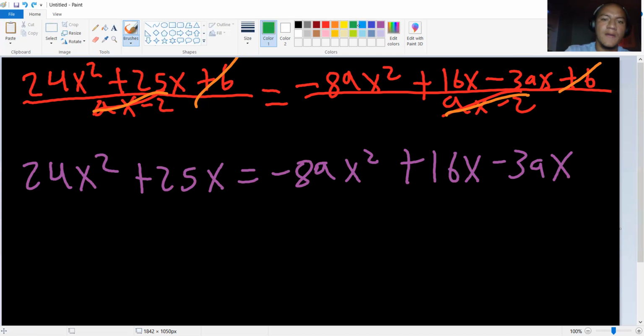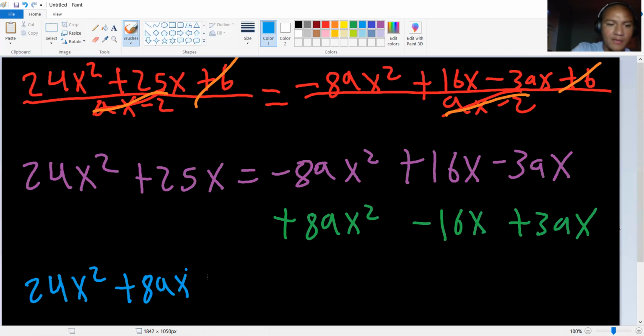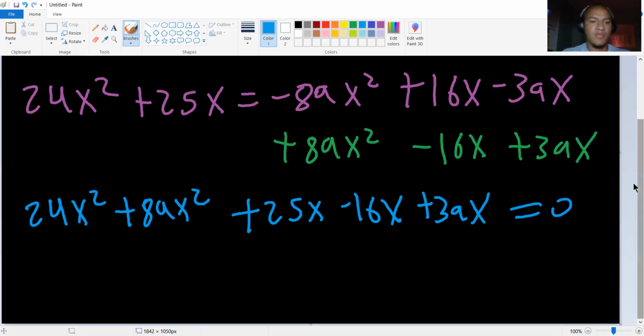So let's see what that will give us. Let's add plus 8ax squared minus 16x plus 3ax. Notice that it all cancels out. We just basically do this to the left-hand side as well. So we end up getting finally, in blue, 24x squared plus 8ax squared plus 25x minus 16x plus 3ax equals 0. And now we're almost done. We just have to add the like terms.